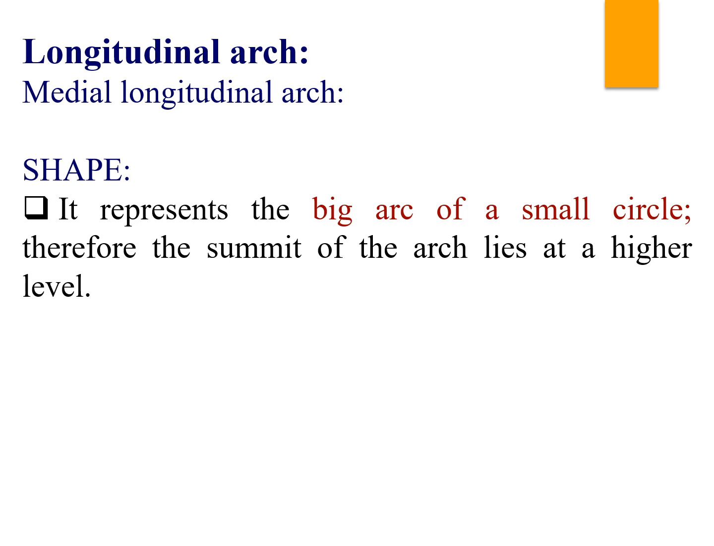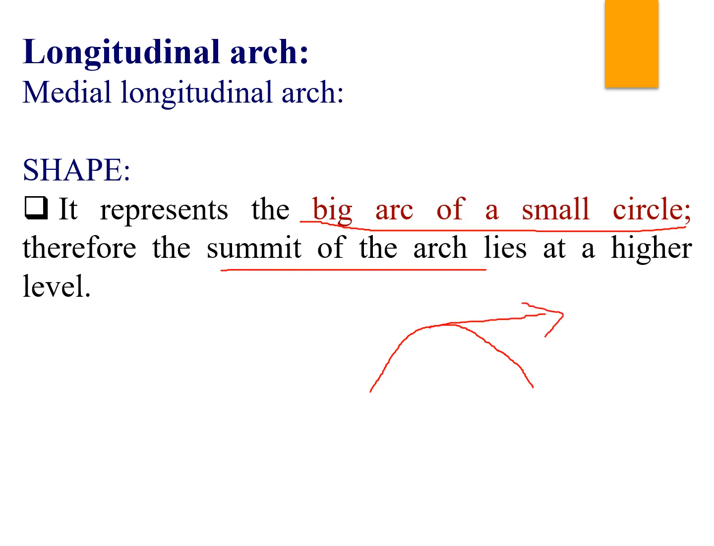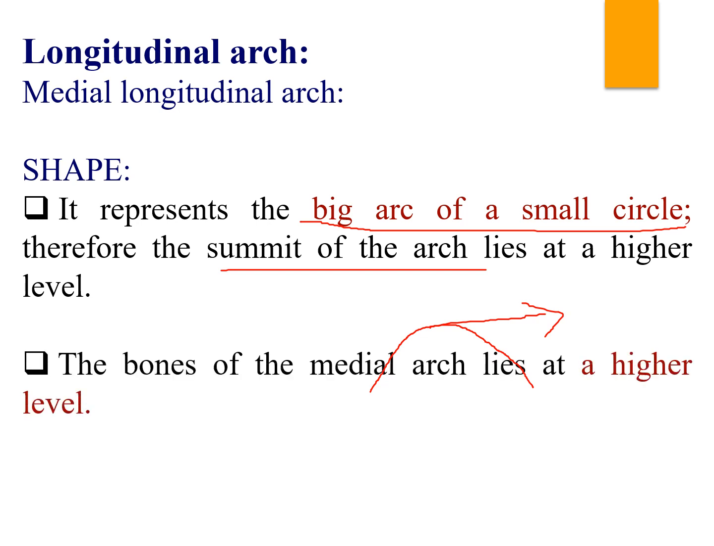We will see. For each arch, the first feature is its shape. If you see this medial longitudinal arch, it is a big arc of a small circle. Otherwise, it is highly arched like this. So the summit of the arch lies at a higher level than the lateral longitudinal arch. Now we are comparing both longitudinal arches, medial and lateral. Naturally, it is in this shape, so the bones of the arch lie at a higher level than the lateral longitudinal arch.